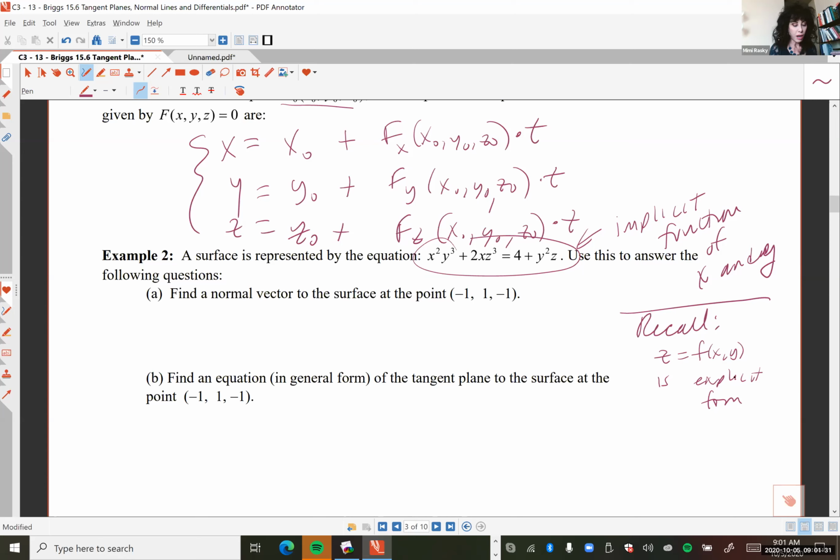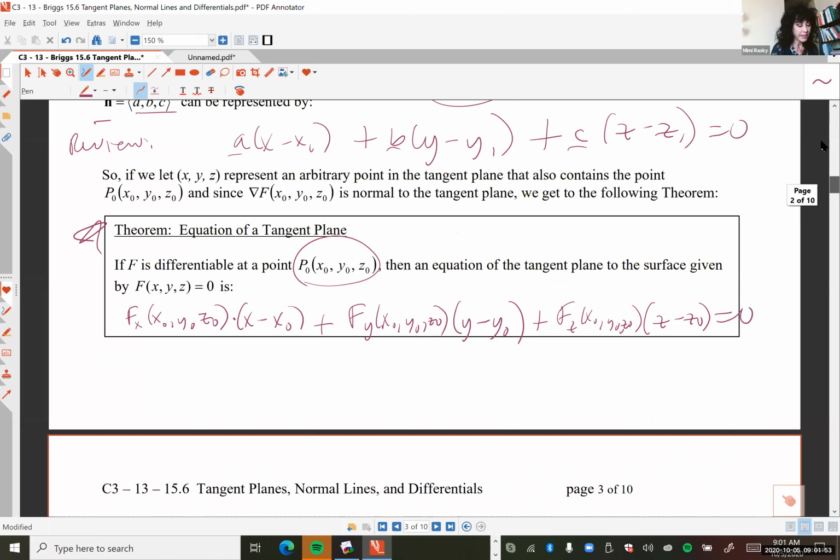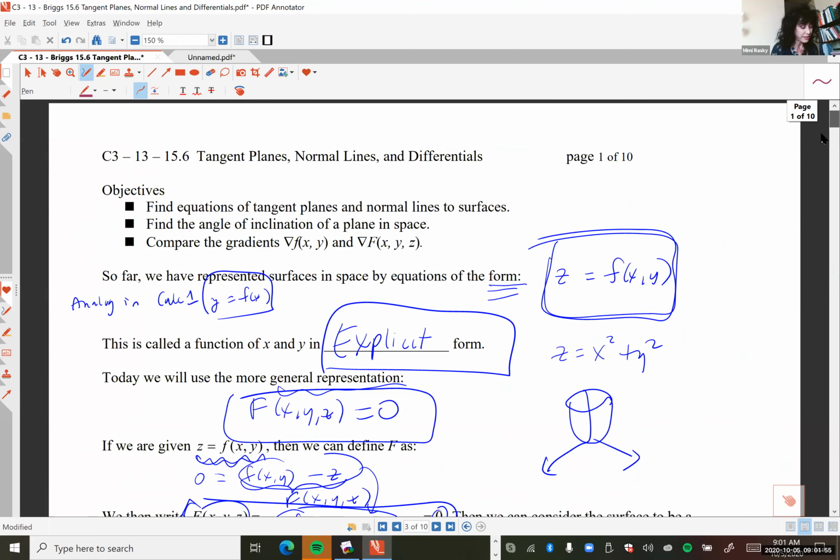Now, sometimes if you're really good algebraically, you could take an implicit function of x and y and rearrange it so that you could solve it for z and get it into explicit form. But this one would be really hard to do that. And some of them are just downright impossible. So if you'll recall from Calculus 1, you actually studied this idea of explicit and implicit.